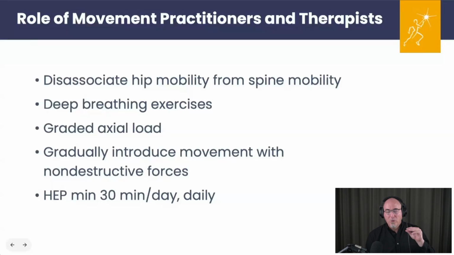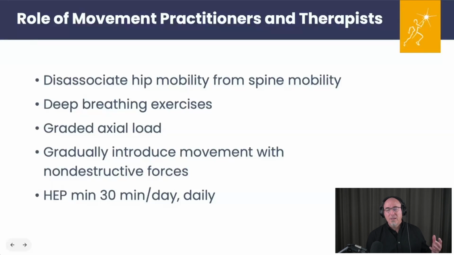Graded axial load. These are things that we look at where, for example, what I showed you with that nerve encroachment, that nerve pinch, is that standing up is going to be painful. So they might be comfortable laying down or sitting down, but standing up is going to be a problem. Well, for us, we can grade that axial load. Axial means our orientation to gravity, being standing or sitting. How do we grade that load back to something that resembles normalcy for somebody who has a lot of pain when they stand up? And then we gradually introduce movement with non-destructive forces.